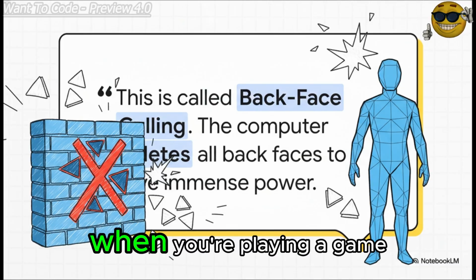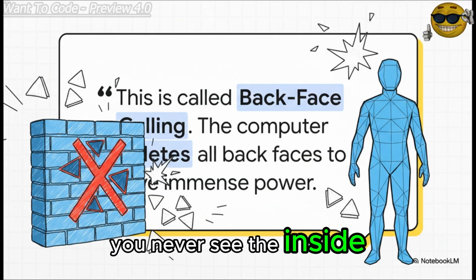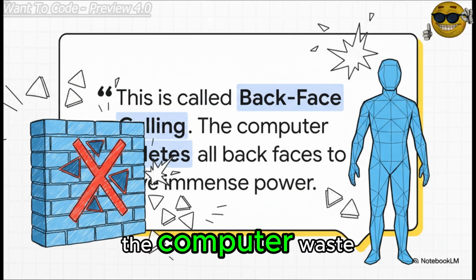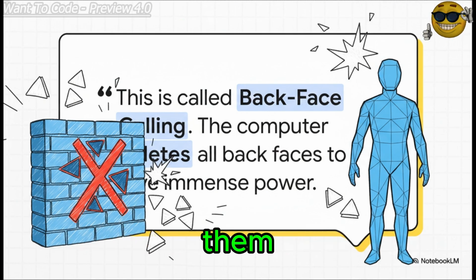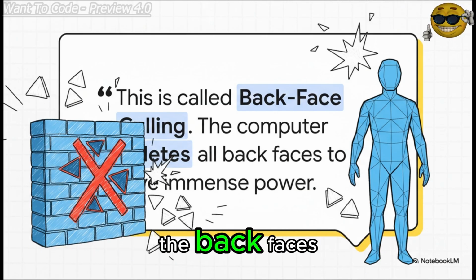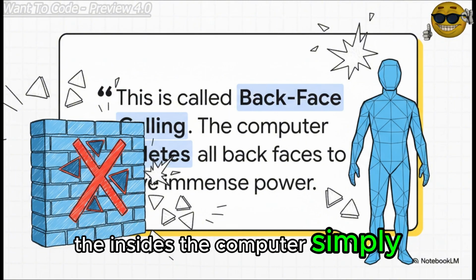Just think about it for a second. When you're playing a game, you never see the inside of a solid brick wall, right? Or the inside of a character's head. So why on earth should the computer waste precious energy and time drawing them? The answer is it shouldn't. And thanks to winding order telling it which faces are the back faces, the insides, the computer simply deletes them.